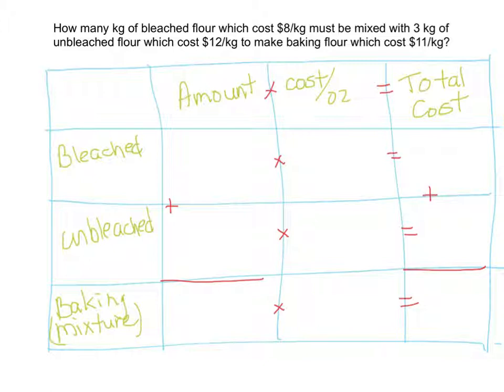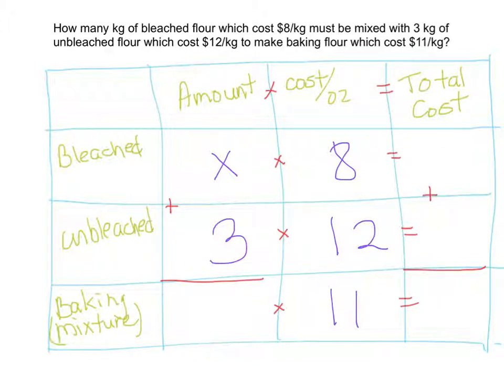For this next example, it says how many kilograms of bleached flour, which cost $8 per kilogram. So we don't know how much bleached flour. We know it cost 8. Must be mixed with 3 kilograms of unbleached flour. So 3 of unbleached, which cost $12 per kilogram, to make baking flour, which cost $11 per kilogram.